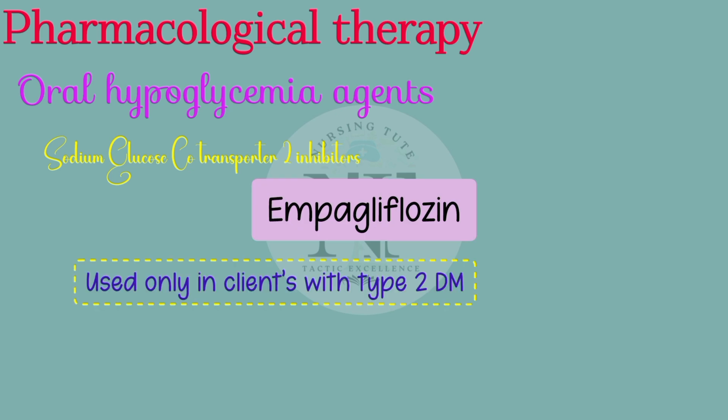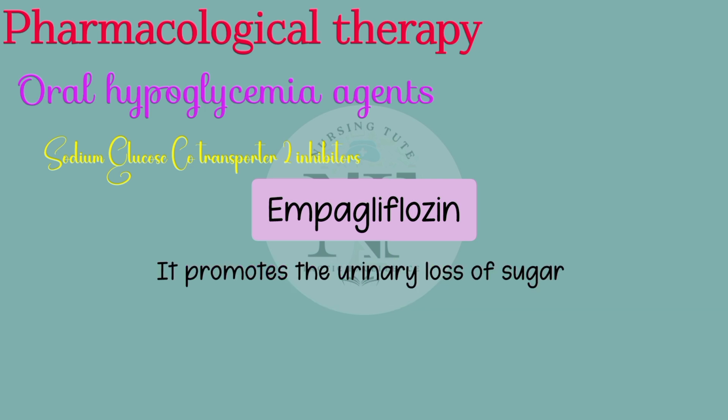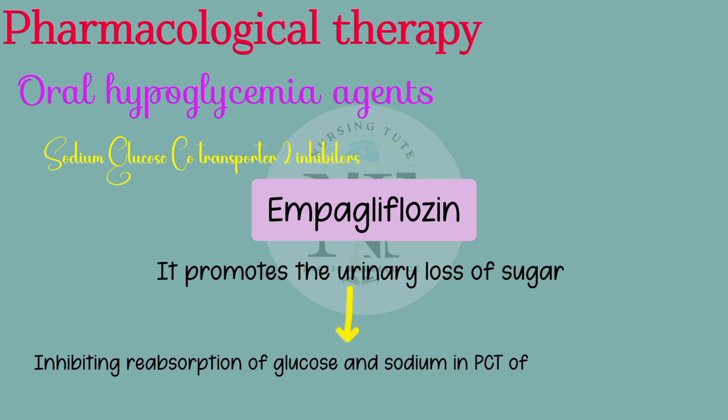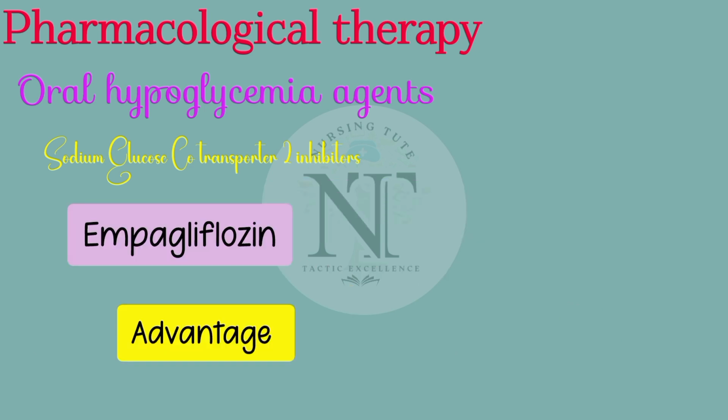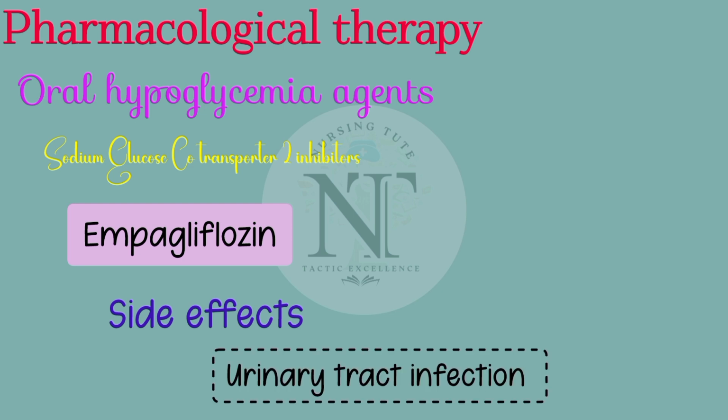It is used only in patients with type 2 diabetes mellitus because it improves the glycemic control in patients with type 2 diabetes mellitus. It promotes the urinary loss of sugar by inhibiting reabsorption of sodium and glucose in the PCT of the kidney. The biggest advantage of this drug is reducing cardiovascular mortality by sodium loss. The side effect of this drug is that it may increase urinary tract infection.